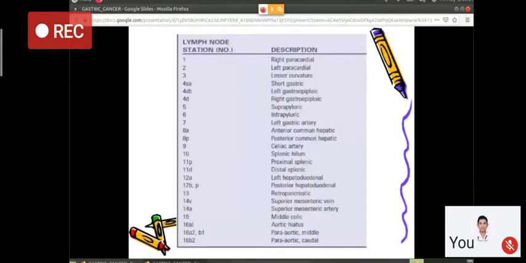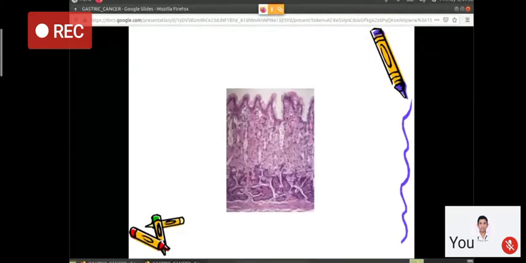So this is again the lymph nodes, which you can see. Initially we talked about levels 1, 2, 3, up to 16. Nodes 1 to 6 are situated just on the stomach. Then 7, 8, 9, 10, 11, 12 will be on the vessels, and then going to the superior mesenteric artery and middle colic. That means these are the various types of nodes, and this is just to revise.